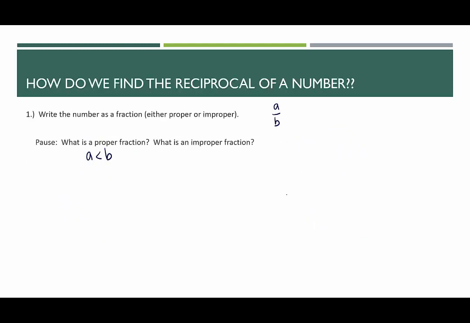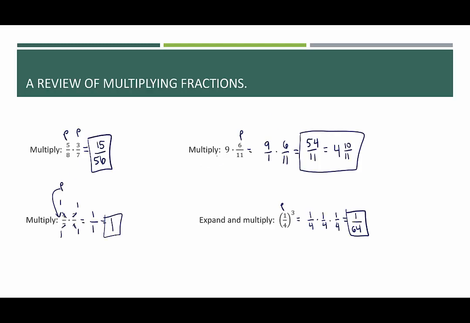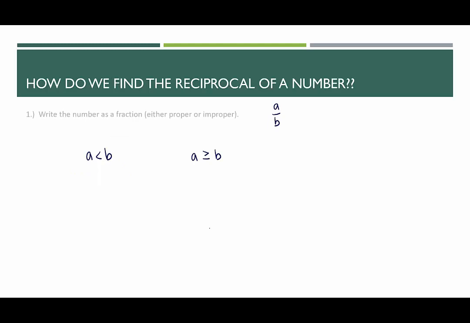How about an improper fraction? So an improper fraction is when the numerator is greater than or equal to the denominator. Looking back, the 9 over 1, 9 is bigger than 1, so that's an improper fraction. Over here, 7 over 4, 7 is bigger than 4, that would be an improper fraction. If we had 6 over 6, this is also considered an improper fraction because the numerator and denominator are the same. So when we have that equivalent to 1, that's an improper fraction.